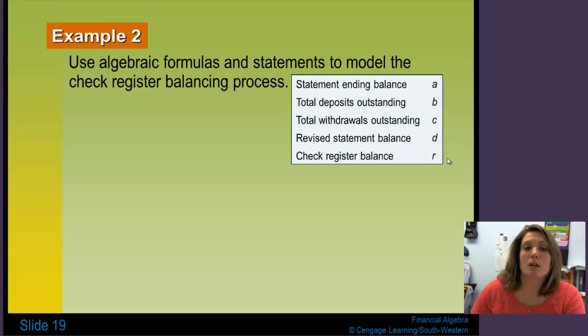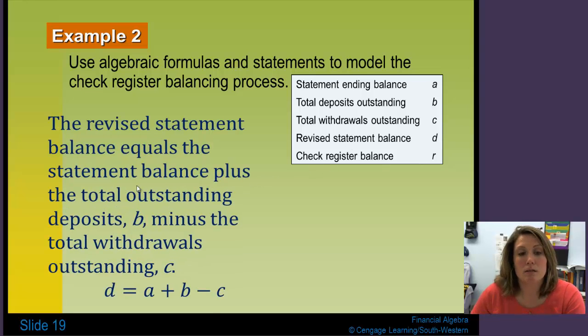This question right here, we're going to use algebraic formulas and statements to model the check register balancing process. So all I did was take each of those components, so the statement ending balance, the total deposits outstanding, the total withdrawals outstanding, the revised statement balance, and the check register balance, and I've given them all just letters, variables, to represent each of those things.